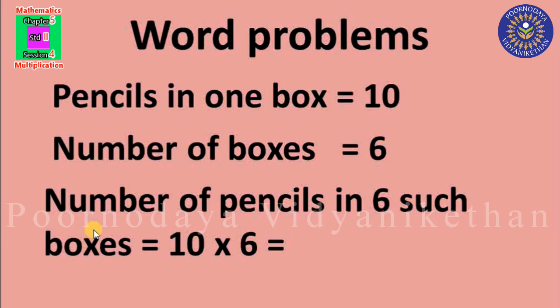We know the easy method of multiplication by 10. Isn't it? So how can we multiply this? Yes, 1 into 6 is equal to 6. Then put a 0 at the end. Now you got 60. Isn't it? So the answer is 60. Isn't it? Did you understand?